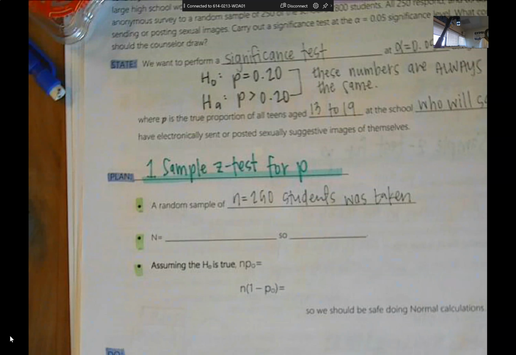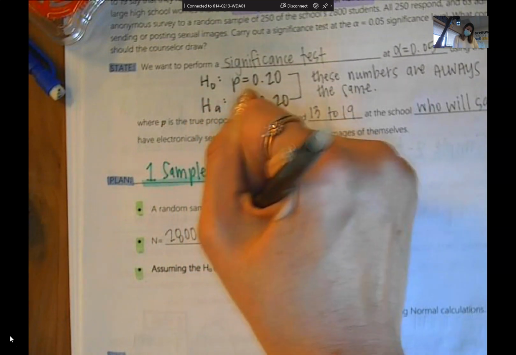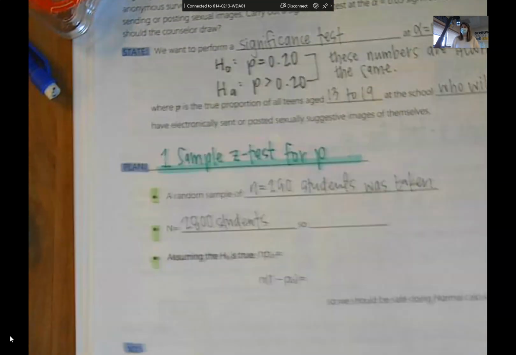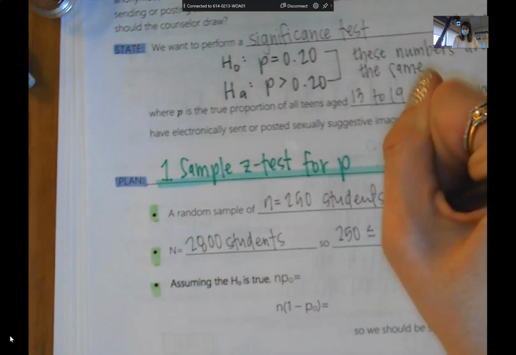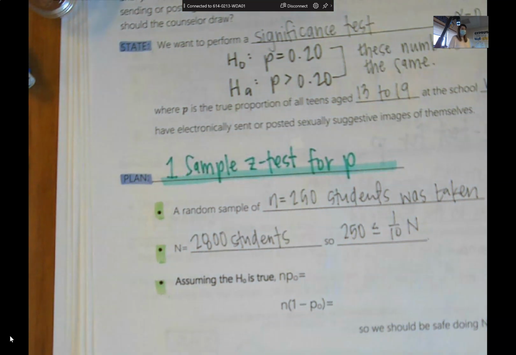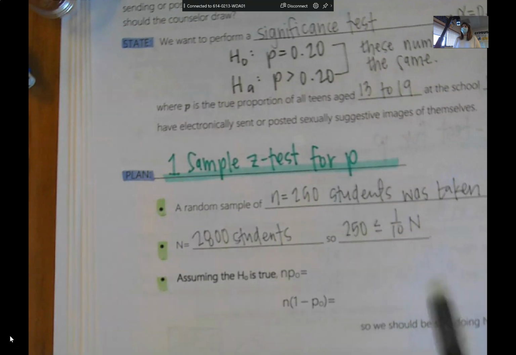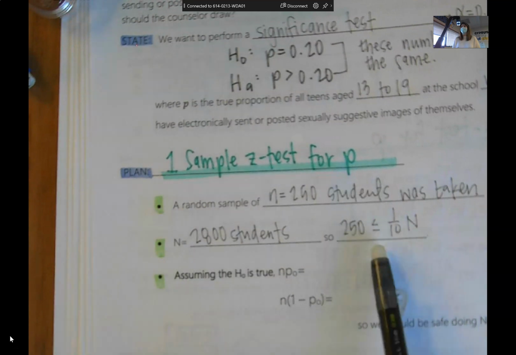In this problem, they actually give us N. What is the population size? Perfect. N is 2,800 students. 10% of that is 280. So 250 is less than or equal to 1/10 N. Notice there I didn't add in for us, so it's reasonable to assume, because we know for sure that 250 is less than or equal to 280.